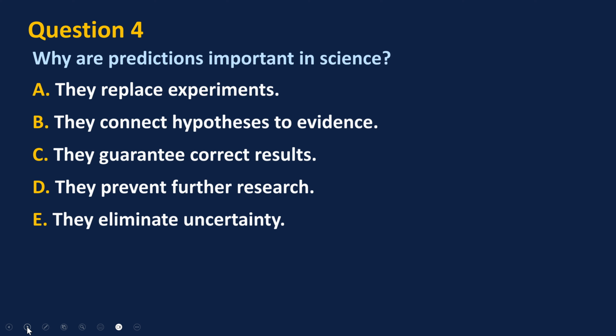Question 4. Why are predictions important in science? A. They replace experiments. B. They connect hypotheses to evidence. C. They guarantee correct results. D. They prevent further research. E. They eliminate uncertainty.